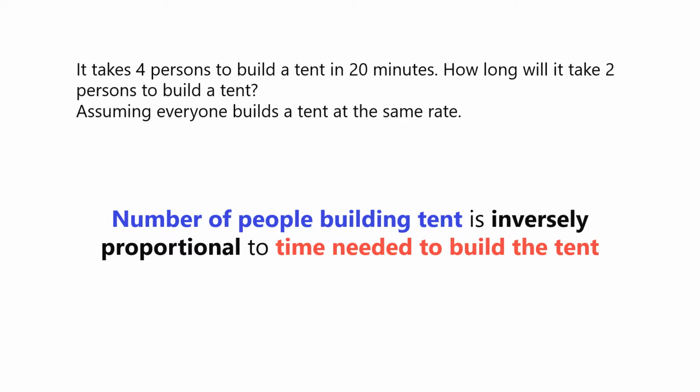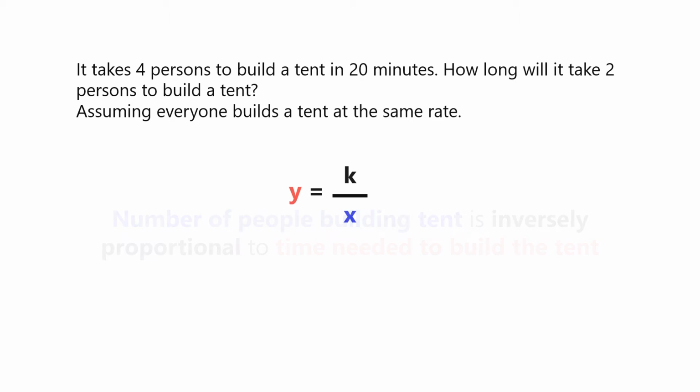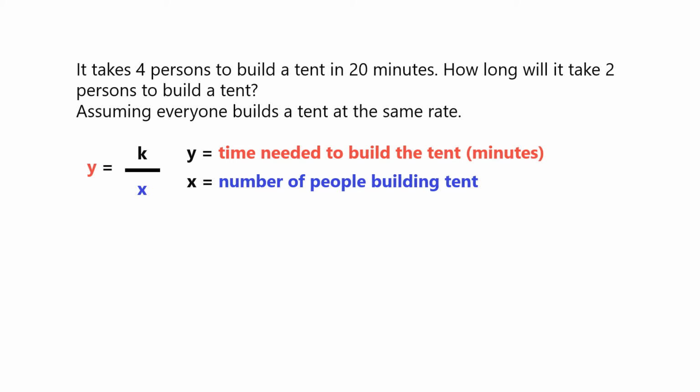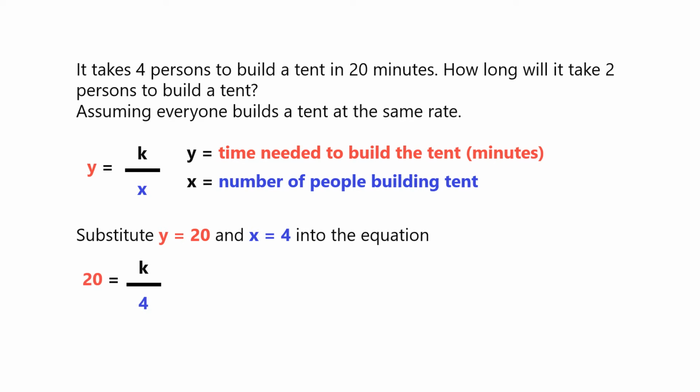We can use the equation from before. Y is equal to k over x, where k is the constant, y is the number of minutes needed to build a tent, and x is the number of persons building a tent. To find the constant k, we need to substitute the values into the equation. Since it takes 4 persons to build a tent in 20 minutes, y is equal to 20 and x is equal to 4. So 20 is equal to k over 4. We shift 4 over to the left and we get 20 times 4, which gives us 80. The constant k is equal to 80.